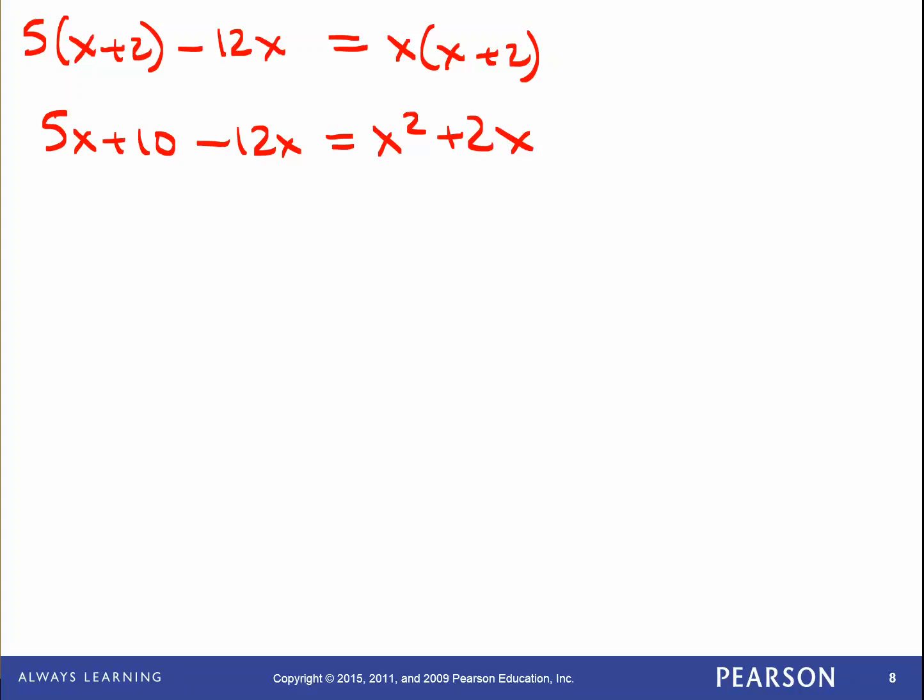All right, simplifying each of the sides, I guess we should do that first. So the only simplification is the 5x subtract 12x. That's the only thing I see. So 10 minus 7x is equal to x squared plus 2x. Is that good enough there?